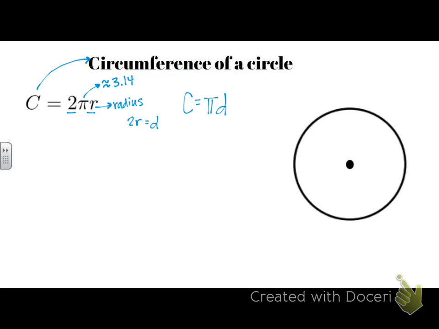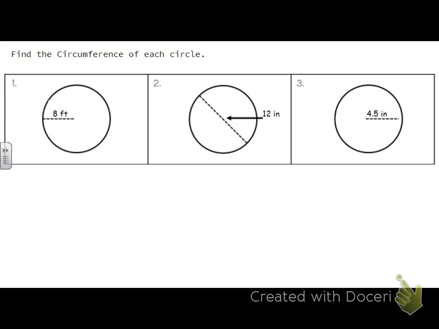Alright, so let's take a look at a few examples. First we're going to find the circumference of each circle. I'm going to start off by writing down my formula so I can plug in my values. So C equals 2 pi r. r is my radius. If I look at my problem here, I'm given my radius because that's going from the center of the circle to the outer edge.